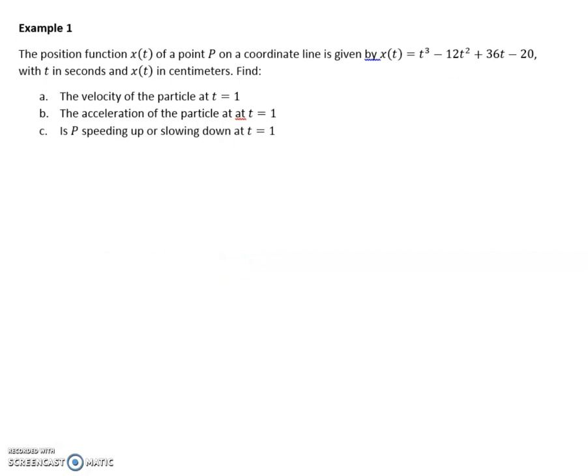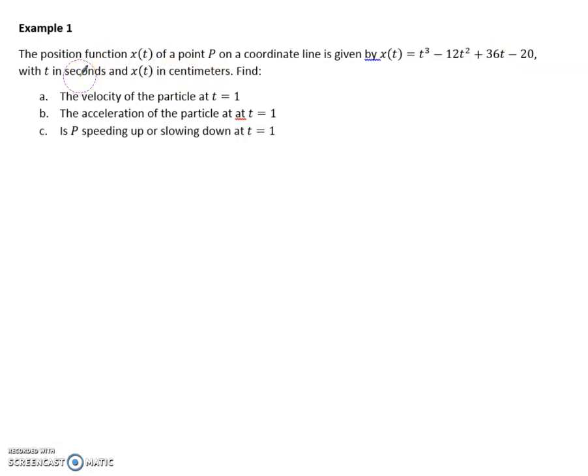So in this first example, we're just doing a general graph. Eventually, we'll apply these to word problems, but we have an object according to x of t on the coordinate line. So here's my position. If I wanted to know what the position of my object was after 2 seconds, I could plug in t equals 2, and that would give me the actual position on the number line. And we are in centimeters and seconds.